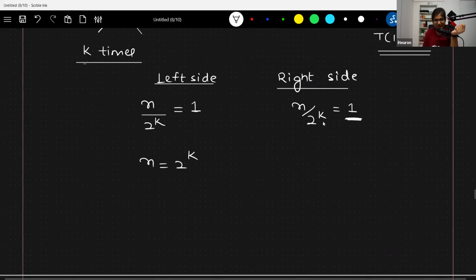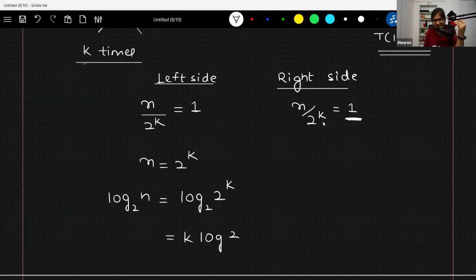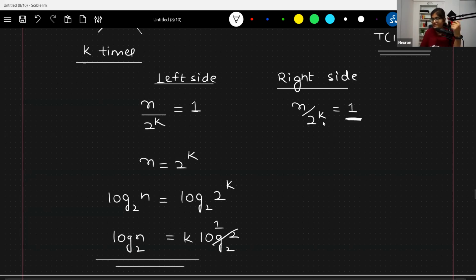Taking log base 2 on both sides, log base 2 of 2 to the power k, so k can be taken upfront. So k log 2 base 2 is equal to 1, so the value of k is equal to log of n base 2. Similarly, if you solve the same equation on the right side as well, you will get the value of k as log of n base 2.